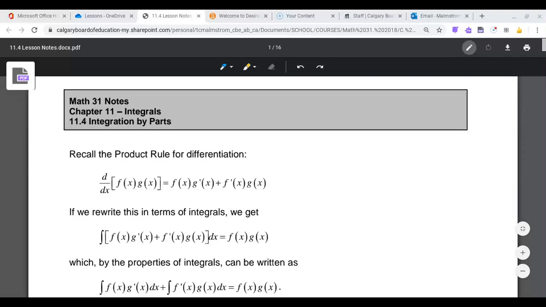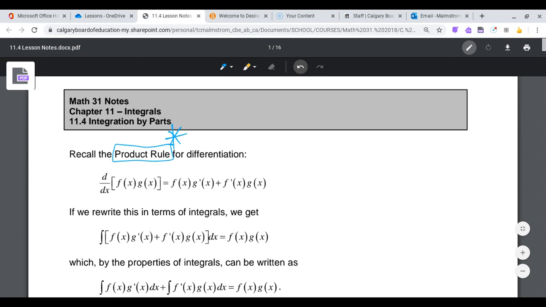Lesson 11.4, integration by parts. In 11.3, we were revisiting the substitution rule, which was all about undoing the chain rule. 11.4, integration by parts, is all about undoing the product rule.